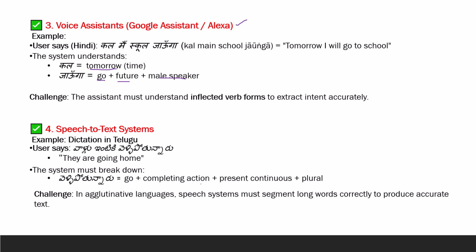And now coming to the next one, speech to text. A speech input like "వాళ్ళు ఇంటికి వెళ్ళిపోతున్నారు" must be segmented properly. Go plus progressive plus plural. Yes, "వాళ్ళు ఇంటికి వెళ్ళిపోతున్నారు", they are going. It is actually present continuous tense, as per the tenses. So it must be a plural form. Likewise, the speech-to-text system gets the right meaning.